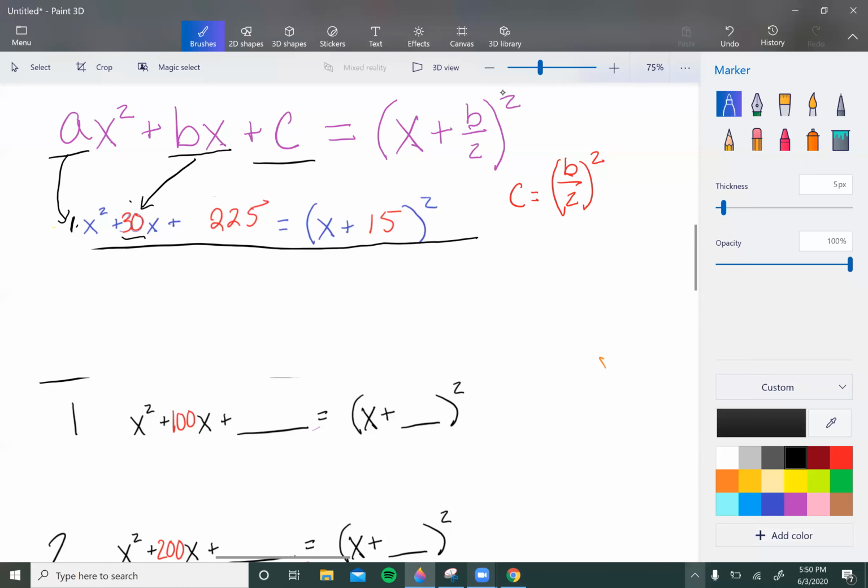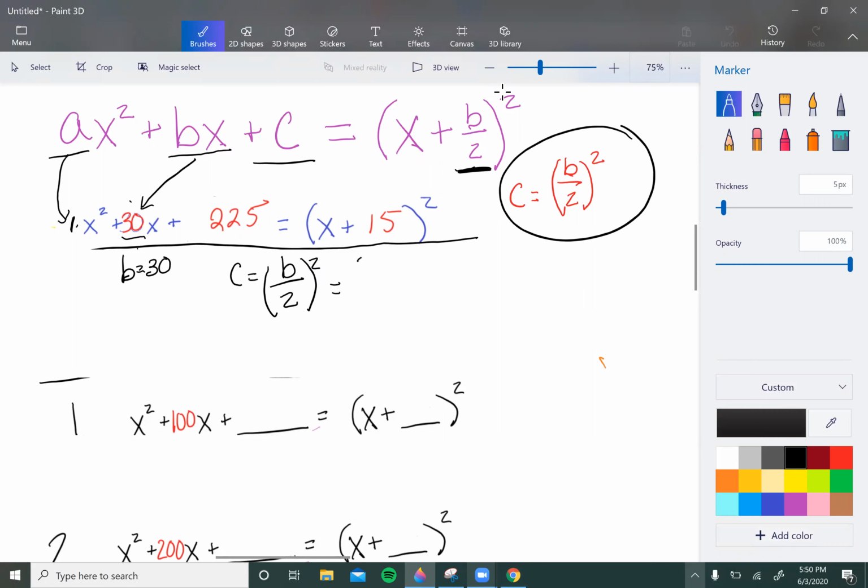We need to find the c value, and we need to find what this value is going to be as well. So, if we have b, and it is 30, our c value in this little formula over here is b over 2 squared. So, we put the b in, we have 30 divided by 2 squared. So you have 15 squared, which is 225. So, our c value is 225.